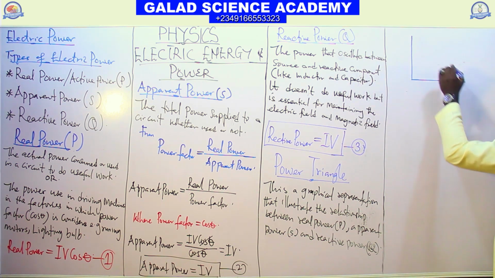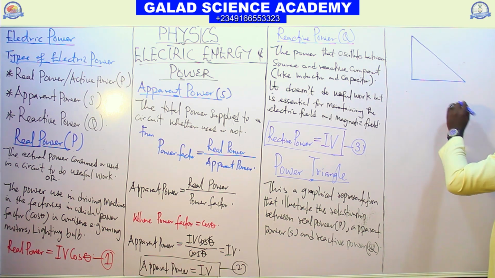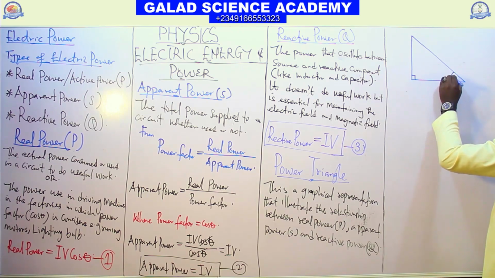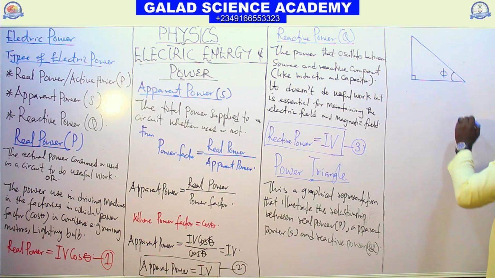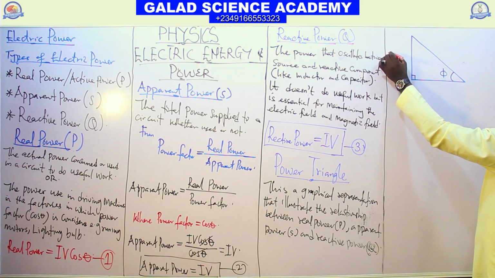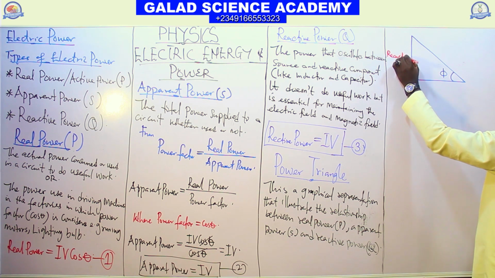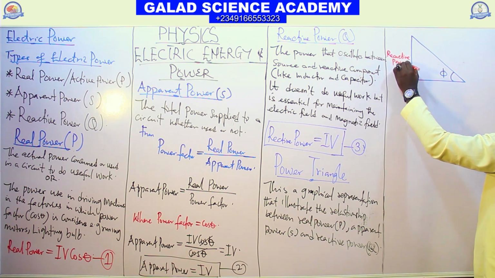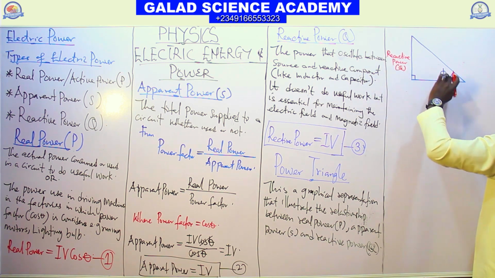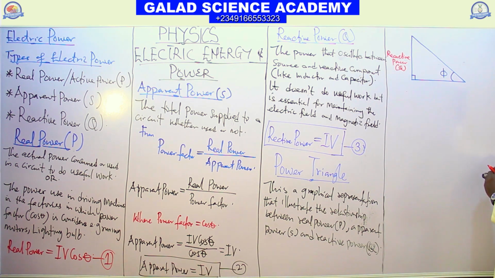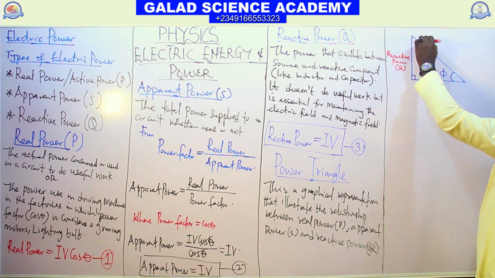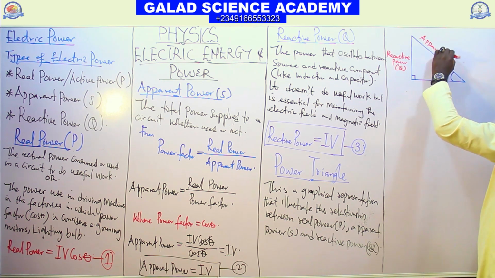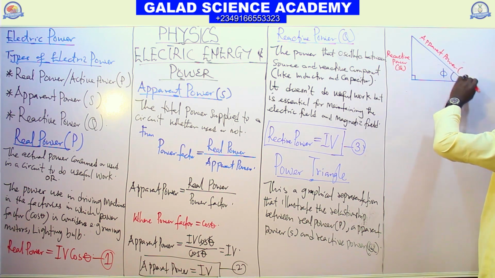So this is the triangle. Here we have angle 90. This side is phase angle. So the opposite side of the triangle, we call it what? Reactive power, which is Q. The longest side of the triangle, we call it apparent power, which is known as what?